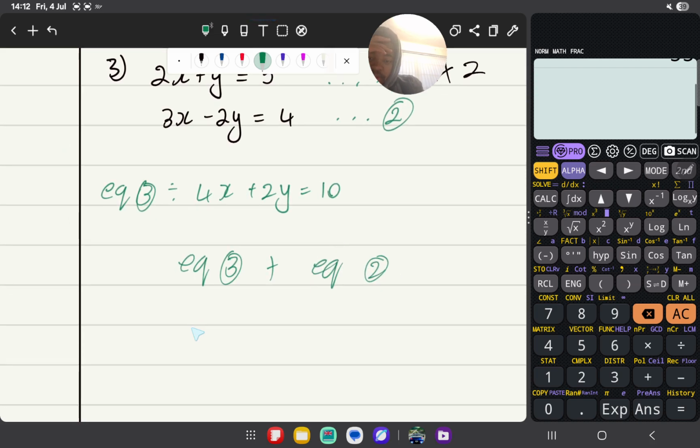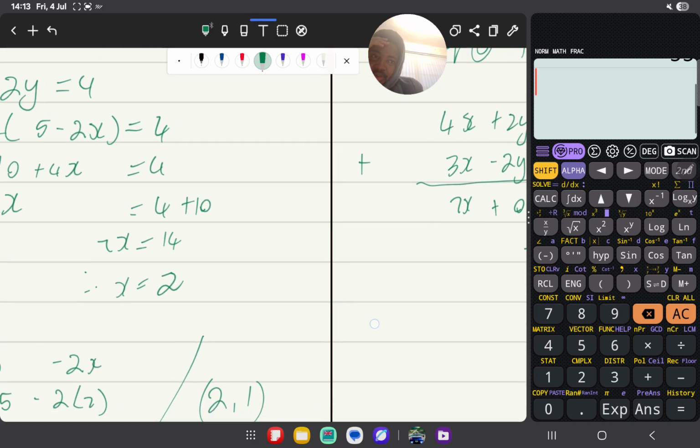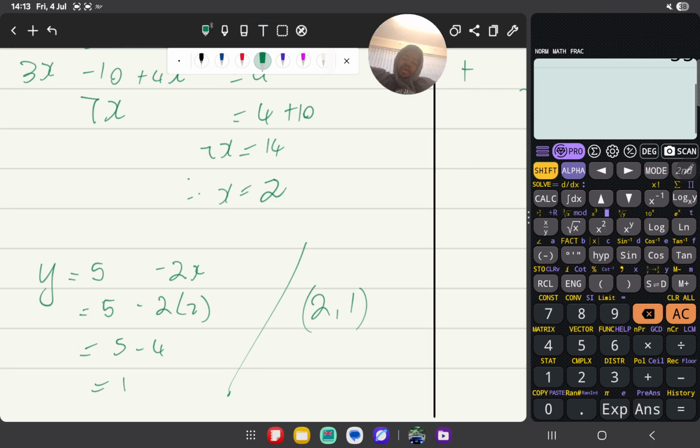Then I have 4x plus 2y equals 10 plus 3x minus 2y equals 4. I have 14, I have 0, I have 7x, so 7x equals 14, x equals 2, and that's the same x value we got this side. So when you now find your y value, the y value will be the same.